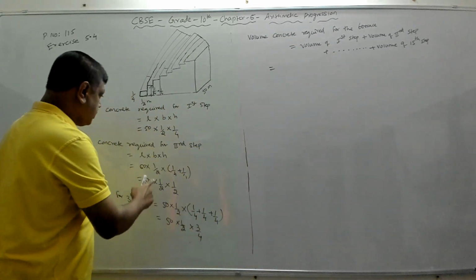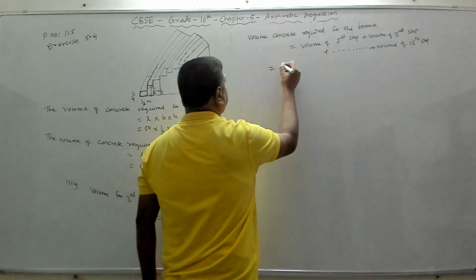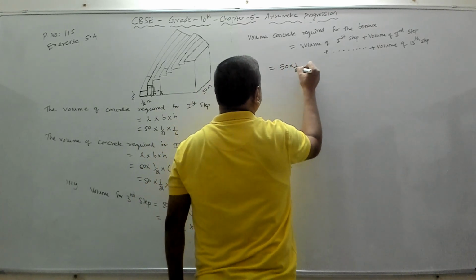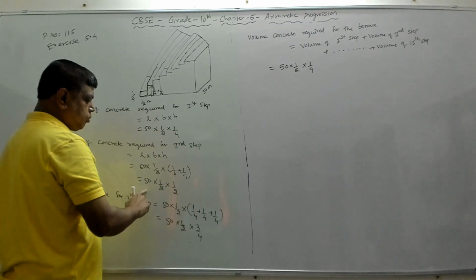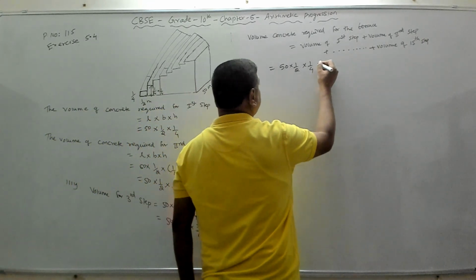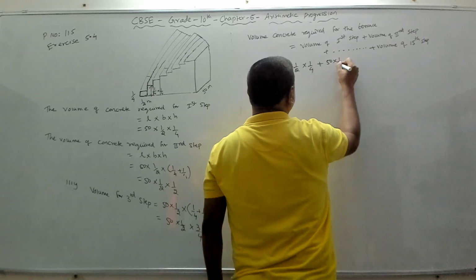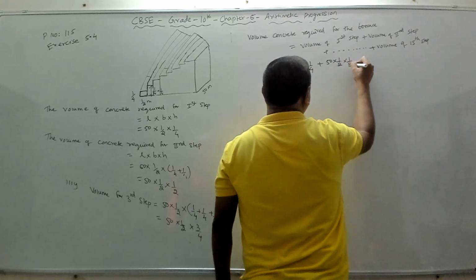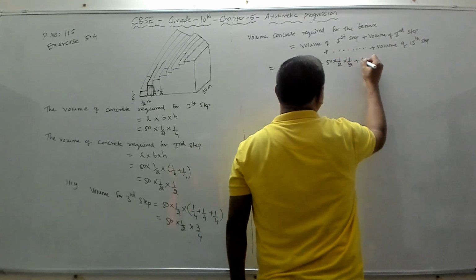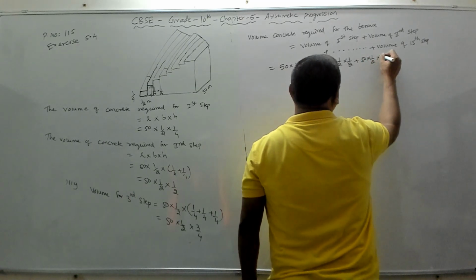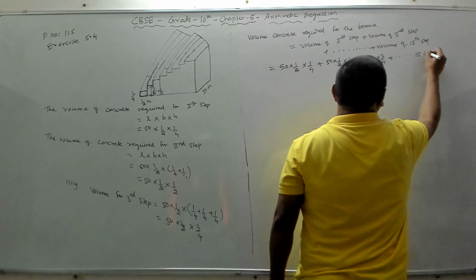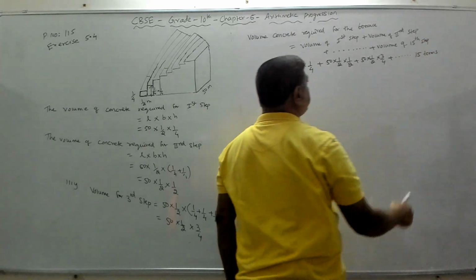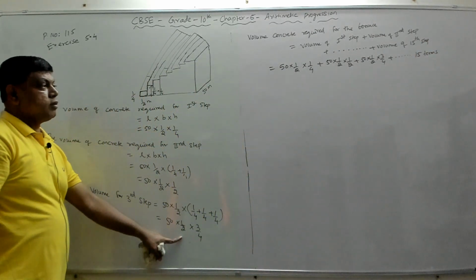Volume of the first step is this one, 50 into 1 by 2 into 1 by 4, plus this one. Plus second step volume will be 50 into 1 by 2 into 1 by 2 plus, third step, for third step it will be 50 into 1 by 2 into 3 by 4 plus dot for 15 terms. That is the 15th step. This is the volume of the third one.